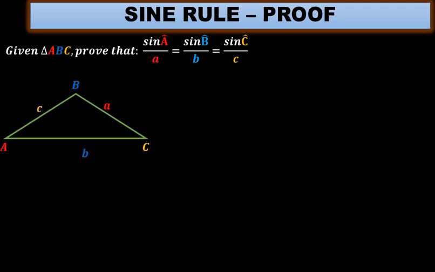Like I've already indicated, those are the sides, C opposite to C, A opposite to A, just like that. So this is side AC, or you can call it small letter b. This is side AB, or you can call it small letter c. And then this is side BC, you can call it small letter a.